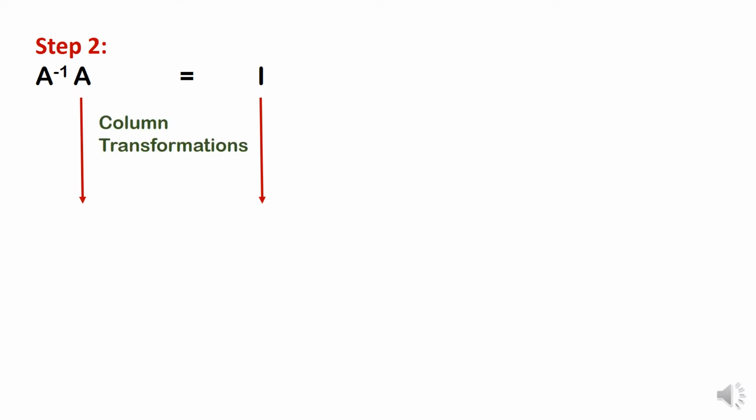Step 2 can also be done in this way. That is, here we write A inverse A is equal to I. What have we done over here? We have pre-multiplied A with A inverse. Suppose we do this step, then we can only transform A and I by column transformation. Remember this. So whenever we write A inverse A is equal to I, we can only do column transformation. We cannot do row transformation.